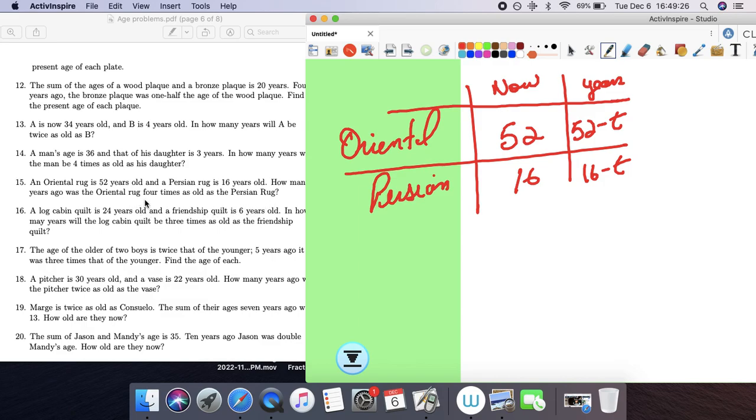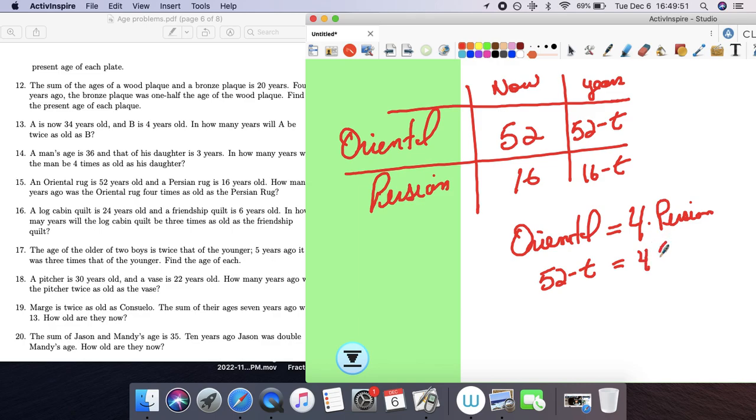So how many years ago was the Oriental rug 4 times as old as the Persian rug? So a few years ago, the Oriental rug was equal to 4 times the Persian rug, right? So here we use 52 minus t. This one we do 4 times 16 minus t. Again, same thing. Now it becomes super easy. 4 times 16 is 64, 64 minus 4t. Okay, then we have variables on both sides, so we do plus t.